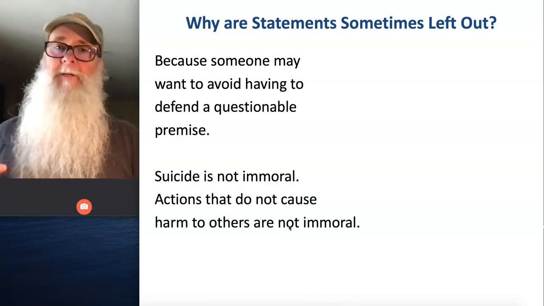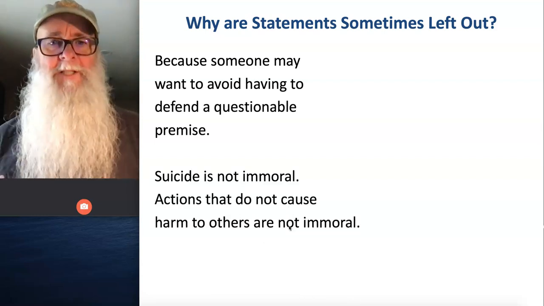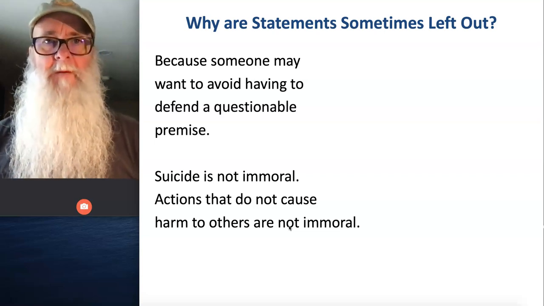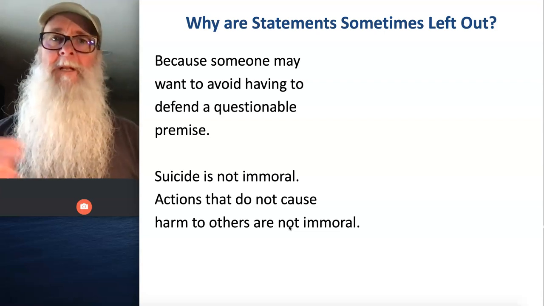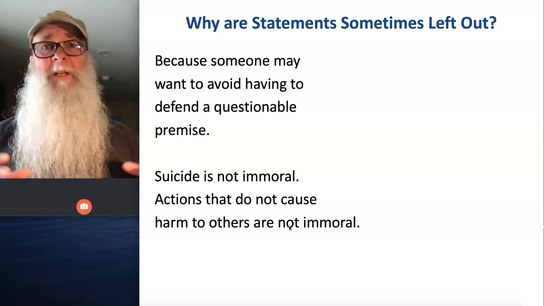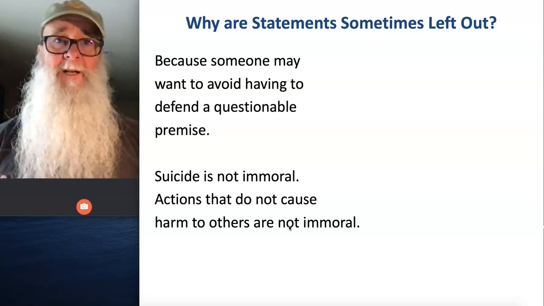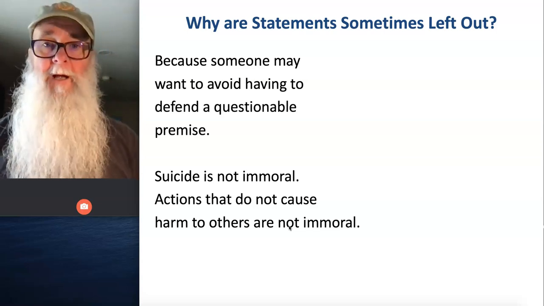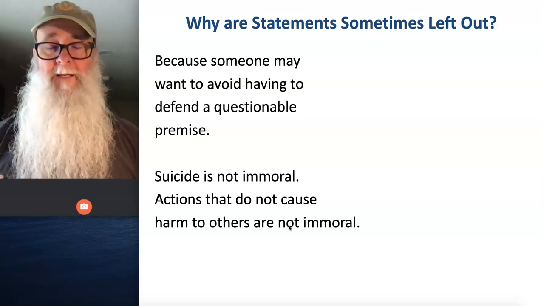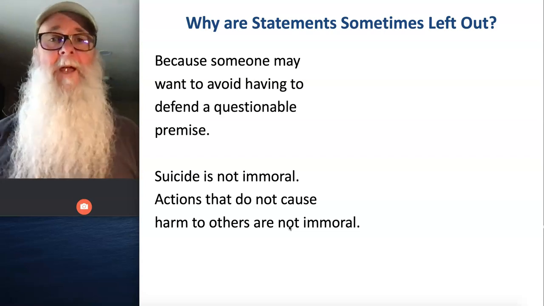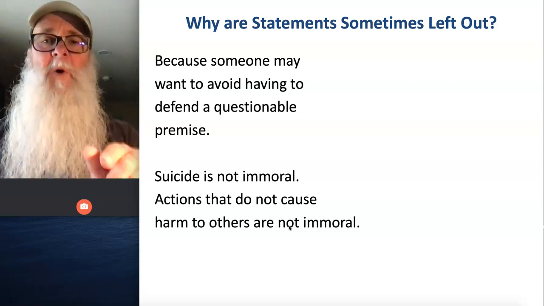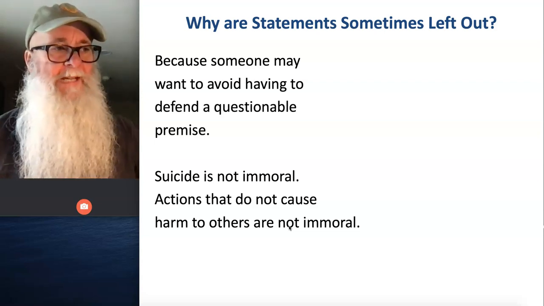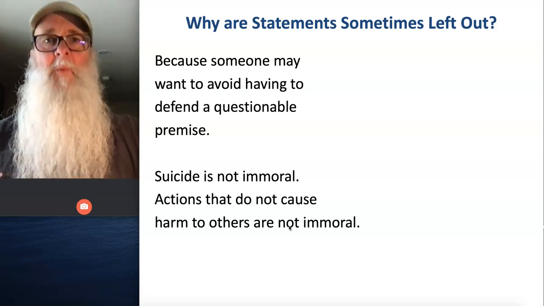So take a look at this argument. Suicide is not immoral. Actions that do not cause harm to others are not immoral. Okay, so the first thing we want to do always is identify the conclusion statement and the premise statement, and we always want to rely on indicator words, premise indicators, conclusion indicator words to help us do that. But here we don't have any indicator words. And so the way we're going to identify what the missing statement is, is to ask ourselves if one of these statements is being offered as a reason to believe one of the others.